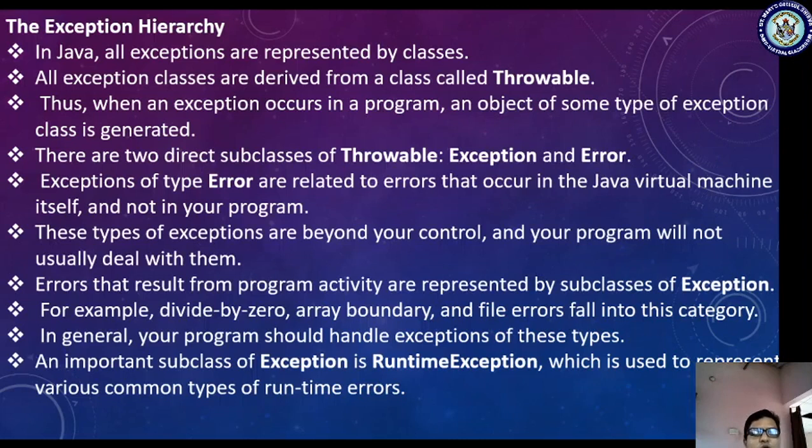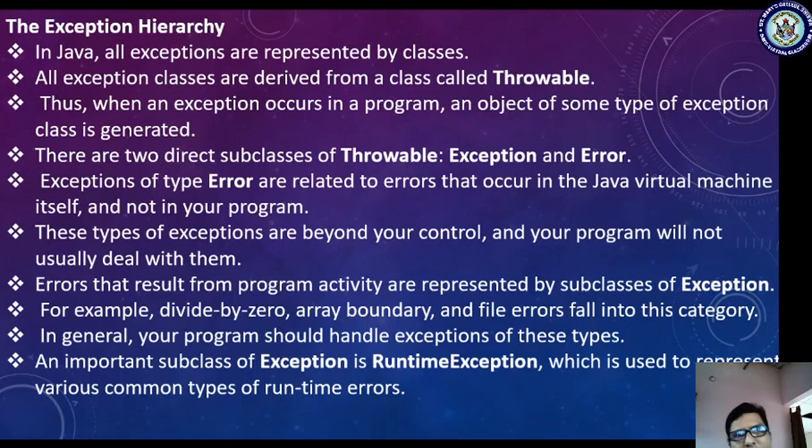There are two direct subclasses of Throwable: Exception and Error. So we know all the exceptions arise from the Throwable class. It consists of two direct subclasses. What are those two subclasses? One is Exception and another one is Error. Exceptions of type Error are related to errors that occur in the Java virtual machine itself, and not in your program.